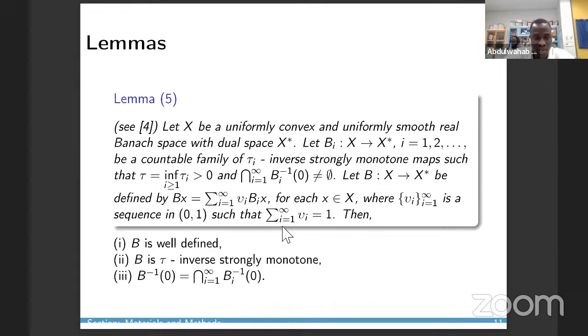The following lemma is also used because we are trying to consider the countable family of tau inverse strongly monotone mappings. So this lemma is established in paper 4 for countable family of inverse strongly monotone mapping.